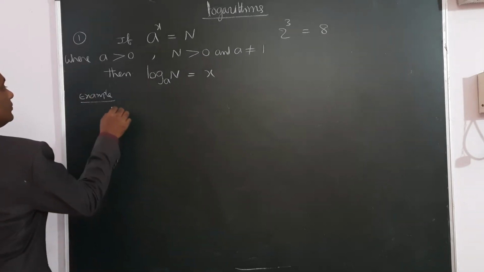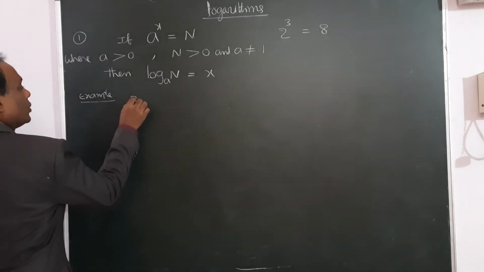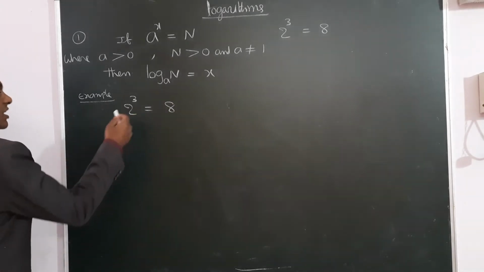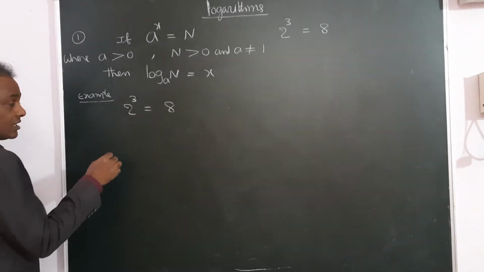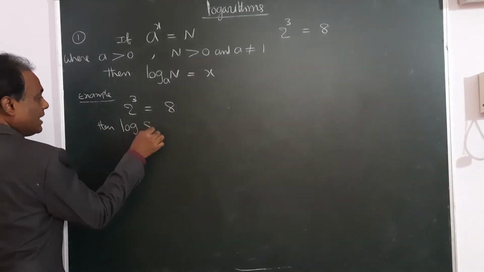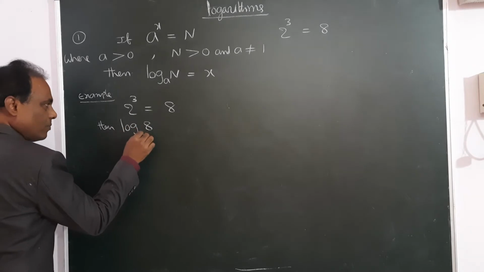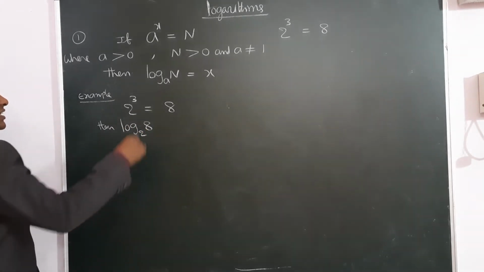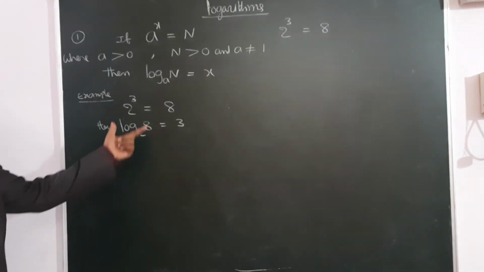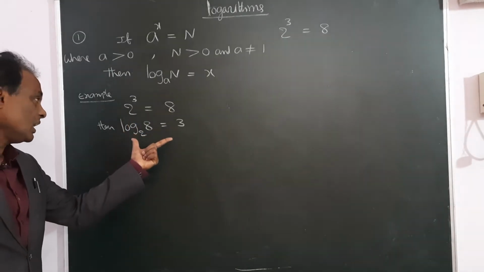See here. 2 cube is equal to 8. We know it. How to write the logarithmic form? How to write it in the logarithm form? Then see here. Log 8, base becomes base only. This exponent will come on the right side. This is the way of expressing the exponential form into logarithmic form.